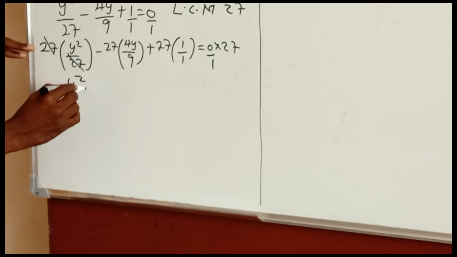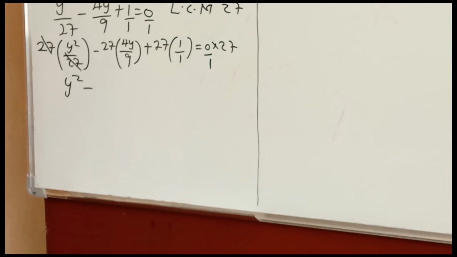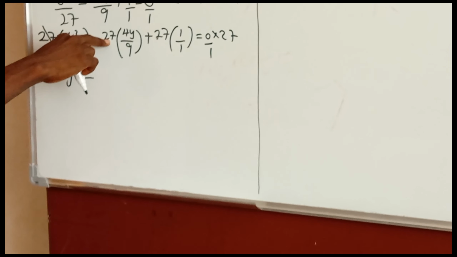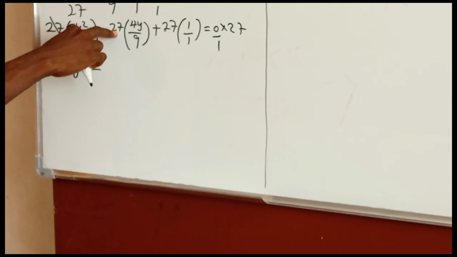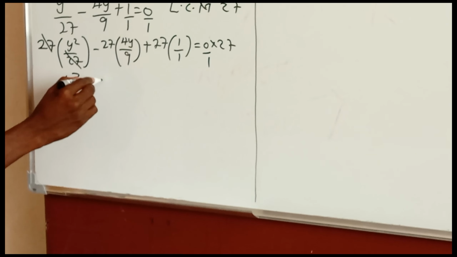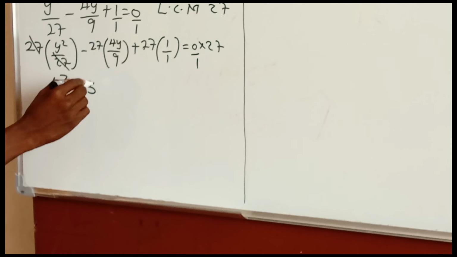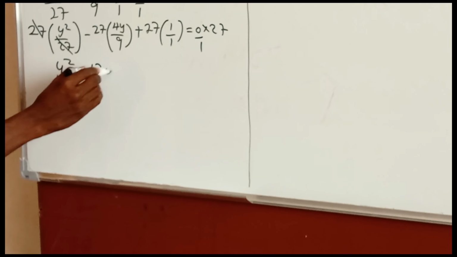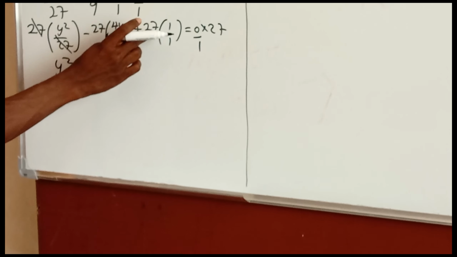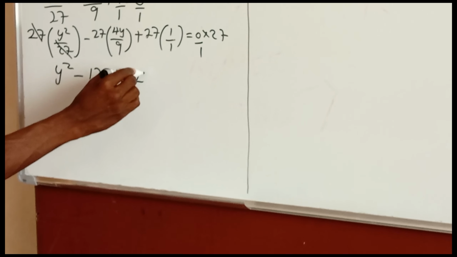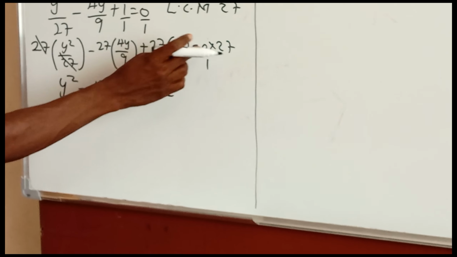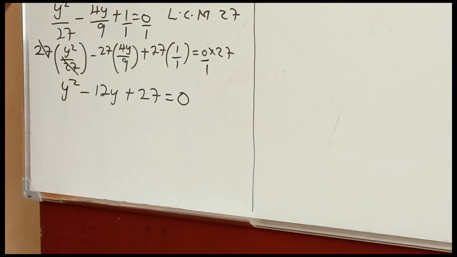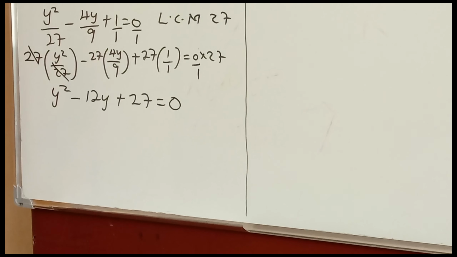So you say y square minus. You check how many 9 can enter into this 27. 3 times. So 3 times 4y, it will give us 12y plus, you multiply this and this, it will give us 27 equals to 0 times 27 is 0. Are we getting it? So this problem, it has led us to a quadratic, right?